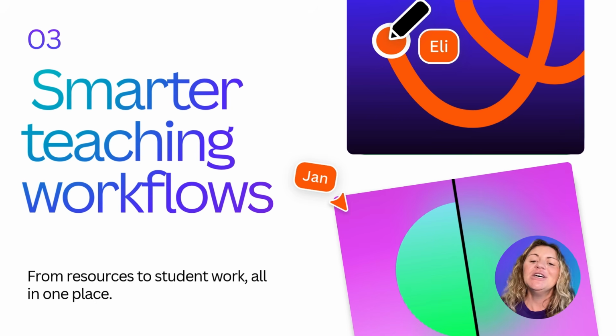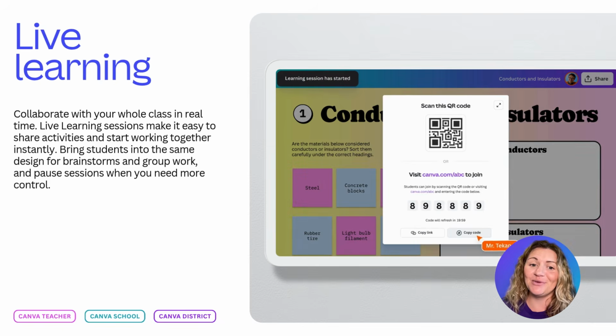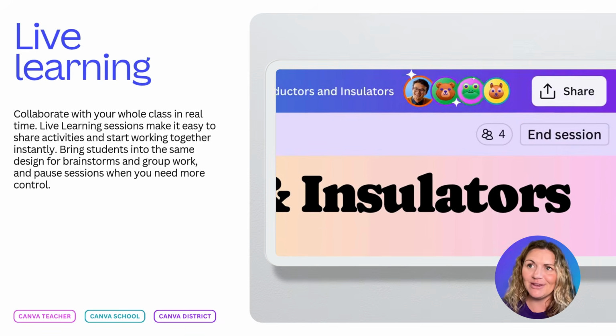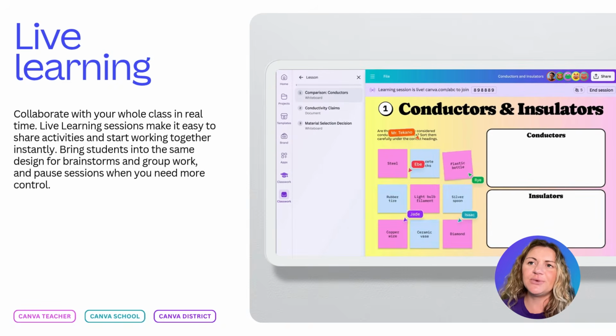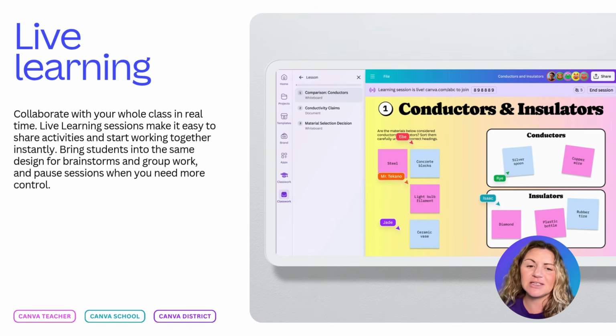All right. So we've covered quite a lot. Let's go through and go to the next thing. Smarter teaching workflows, from resources to student work, all in one place. So live learning is a really awesome feature that you're going to really love. You can collaborate with your whole class in real time. Live learning sessions make it easy to share activities and start working together instantly. Bring students into the same design for brainstorms and group work and pause sessions when you need more control. So I'll show you exactly what this looks like.